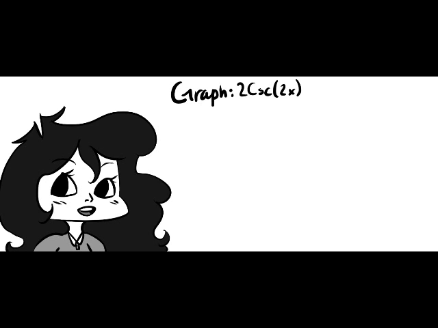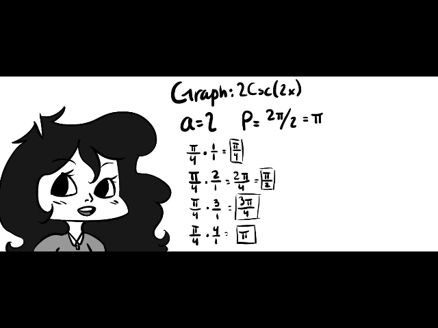Graph 2 cosecant 2x. Let's break down the equation. A, aka amplitude, equals 2. P, aka period, equals 2 pi over 2. Your answer should be pi after simplifying. Next, put pi over 4. Since you can't simplify, that will be your first point on the x-axis.